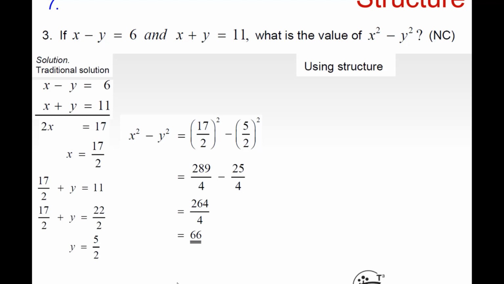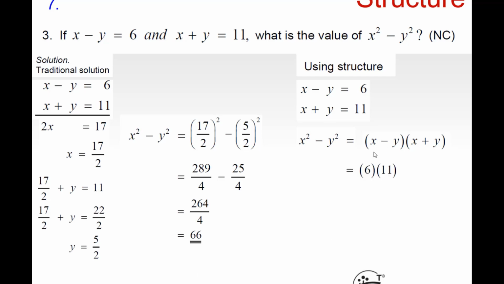But let's use something called structure, a different approach. So instead of solving the system, I took the expression x squared minus y squared and rewrote it in an equivalent form by factoring it using difference of two squares. And the reason I did that is x minus y is 6. I can substitute and replace x minus y with 6. The quantity of x plus y is 11. And when I multiply them together, I get, surprise, surprise, the same answer.